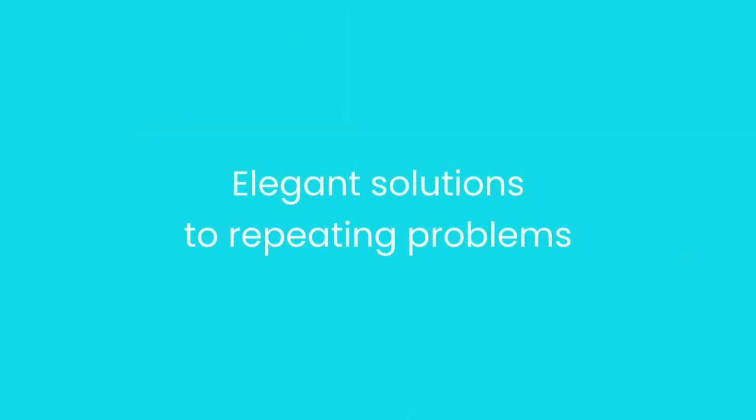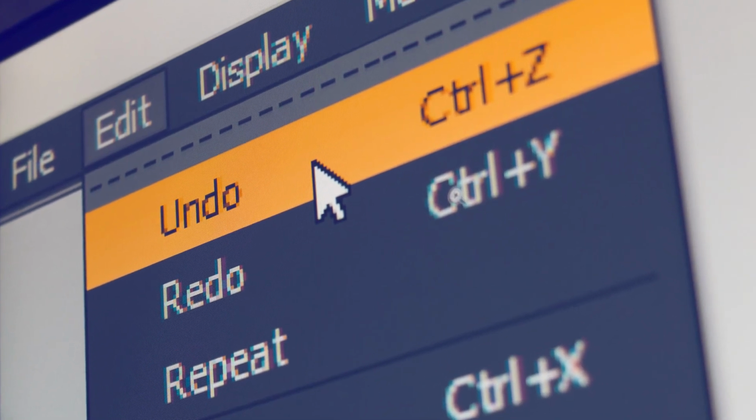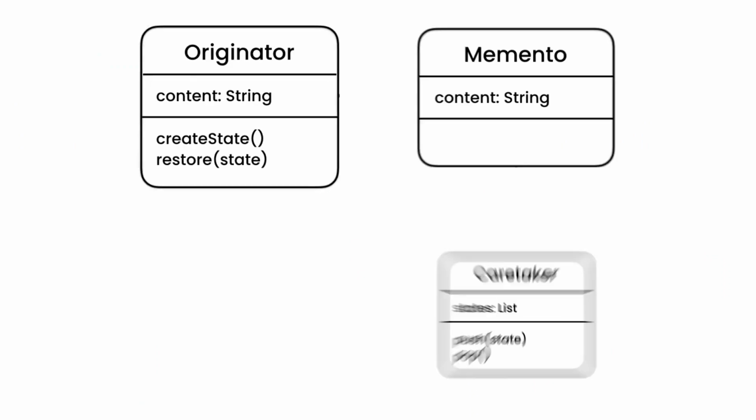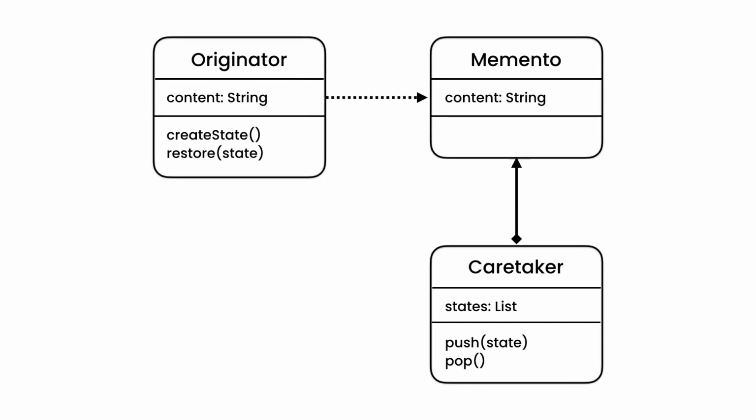You might ask, what are design patterns? Well, design patterns are elegant solutions to repeating problems in software design. For example, you may want to implement the undo mechanism in your application. That's a repeating problem in software design, right? Now, we have a couple of different patterns for implementing the undo feature. One of them is the memento pattern.